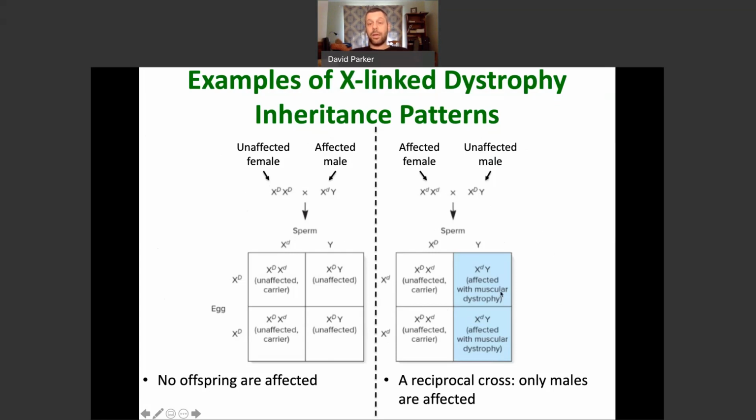If we fill out our Punnett square, you'll see that both of the females are unaffected carriers. Both of the males, because they have to get one X from mom, are affected with muscular dystrophy. And so you get this very specific difference in phenotypes depending on who the parents are. So that's how X-linked diseases work.